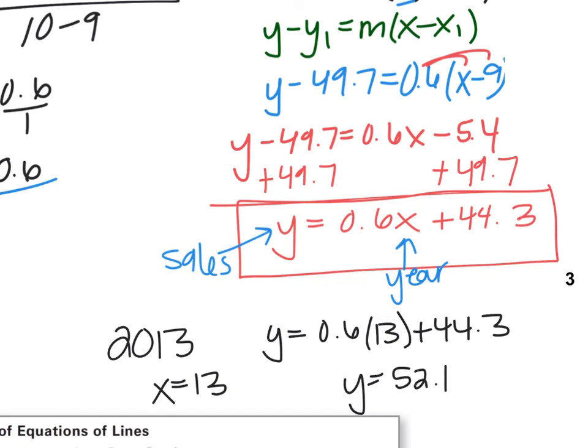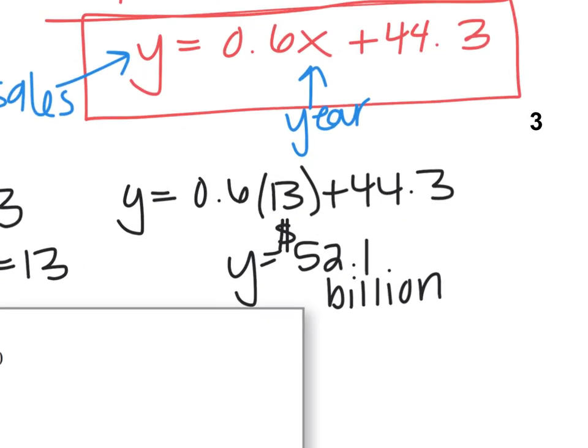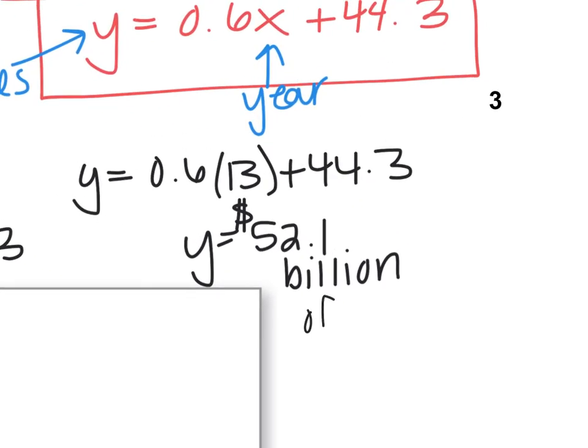And also remember that our sales were representing billions. So about $52.1 billion of sales in the year 2013.